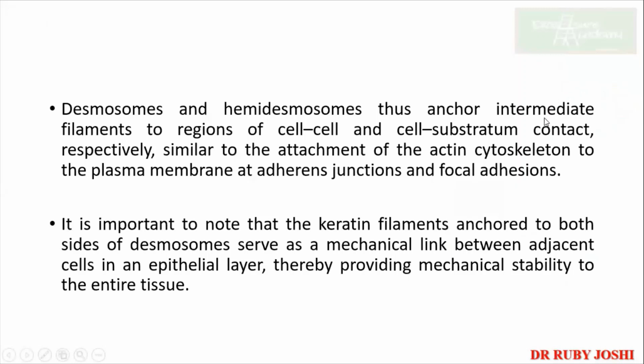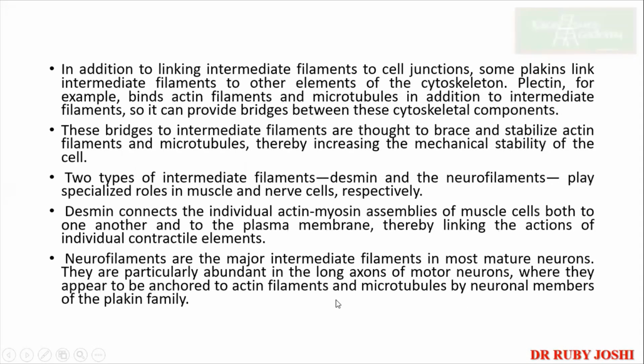Okay, so desmosomes and hemidesmosomes thus anchor intermediate filaments to the regions of cell to cell as well as cell to substratum contact, similar to the attachment of the actin cytoskeleton to the plasma membrane at adherens junctions and focal adhesions. Remember, we talked about the adherens junctions and the focal adhesions. It is important to note that keratin filaments anchored to both sides of a desmosome serve as a mechanical link between adjacent cells in an epithelial layer, providing mechanical stability to the entire tissue. This is the same thing which we have covered, just a little more about the proteins.